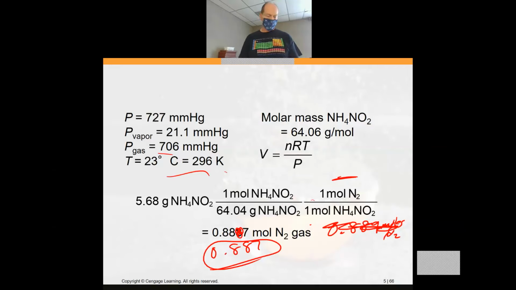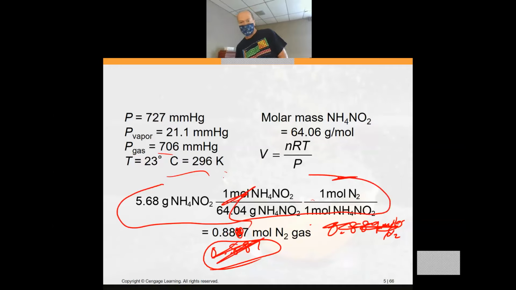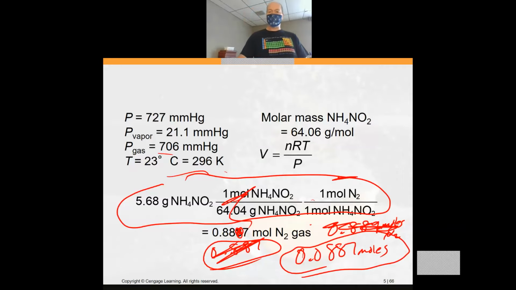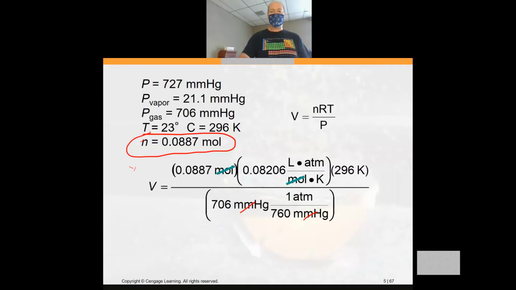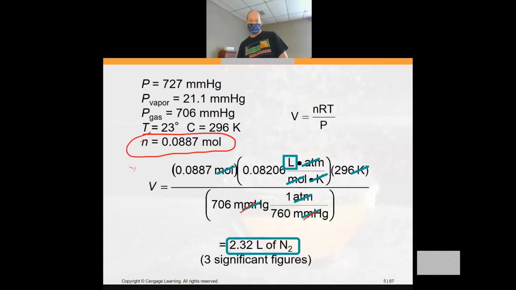Wait a minute, 5.68 divided by 64.04. That is actually 0.08. I really messed that one up. So this is right, but when you push the buttons on your calculator, you get 0.0887 moles. Now they have it right here. So then you go to the next page and they do have the correct number of moles. And so when you push the buttons here, you will get your answer of 2.32 liters of nitrogen gas.